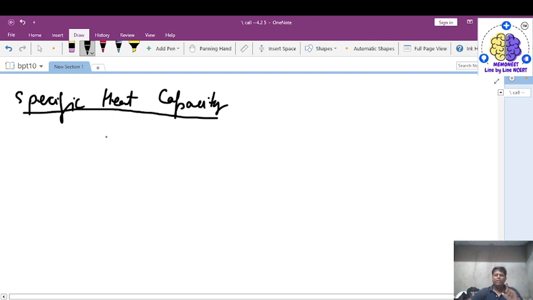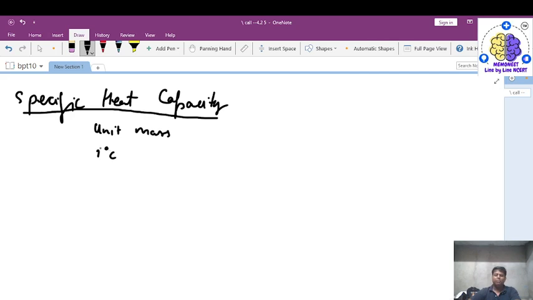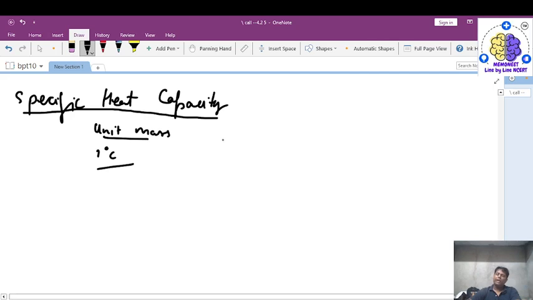It is the amount of heat required to change the temperature of unit mass of a substance by 1 degree centigrade, right? It is represented by small c. Its SI unit is joule per kg Kelvin, right? Joules per kg Kelvin.